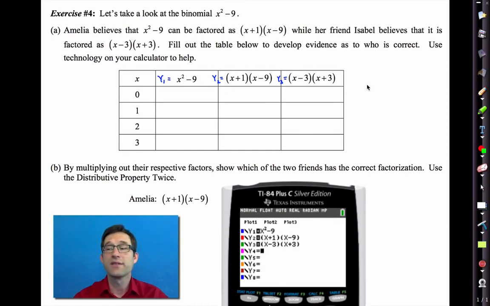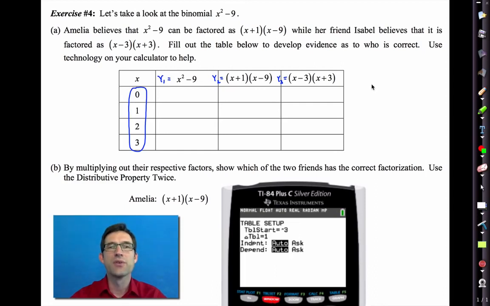Now what we'd really like to see is what each one of these expressions is equal to for these 4 values of x. So what I'd like you to do is go into your table setup. Remember, it's right up here. So let's do that. Let's go into our table setup. We just want to make sure that our table starts at 0 and then it goes by 1. It may already be there because of the previous problem we did, but if not, make sure your table start is at 0 and your delta table is at 1.